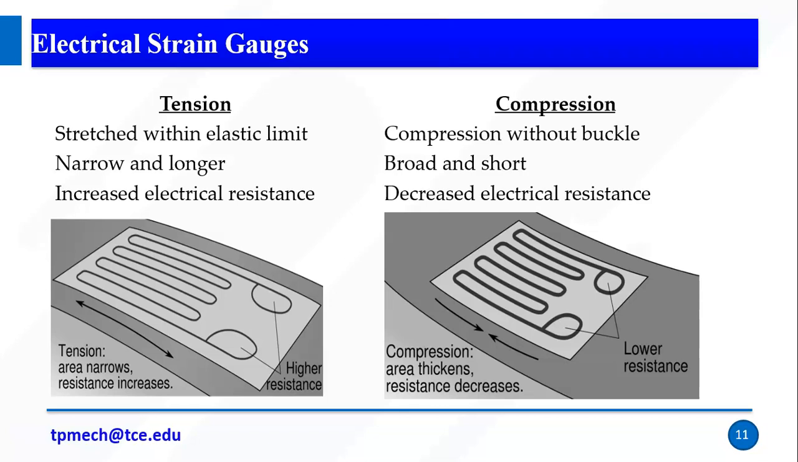If it is compressive, the strip will compress without buckle. It should not buckle or break. So the strip may compress without buckle, and the structure should be broad and short, not narrow and longer. If compressive strain occurs, the resistance will decrease, right? So in other words, if resistance change is higher, we can say tension. If resistance decreases, we say it's a compression strain. So this is what electrical strain gauges do.